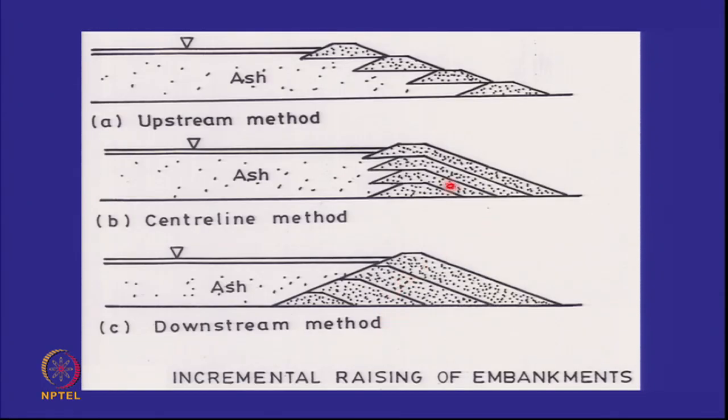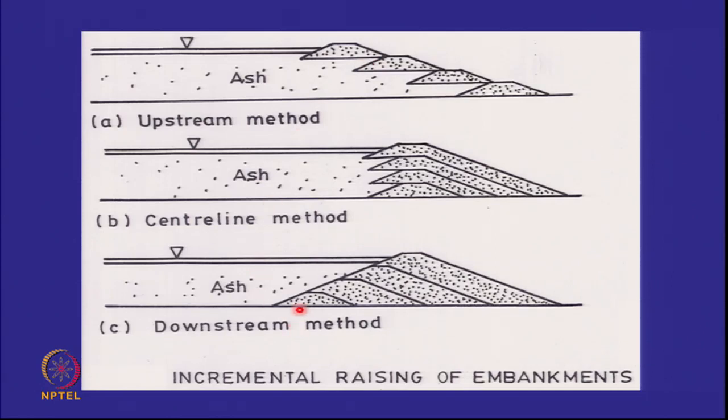And the three names that will come very often to you is upstream raising. You make the first embankment and you fill it up with the solids. Once the solids have come up to this line, make the next embankment, fill it up, make the next, fill it up, and this is called the upstream method of raising. The diametrically opposite to this method is the downstream method of raising.